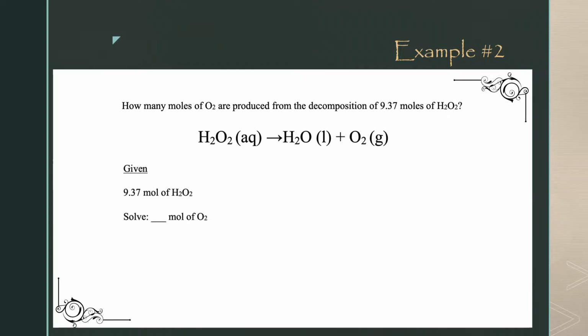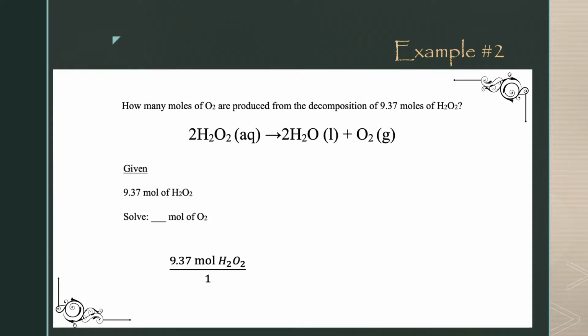Okay, now let's create our given and solution list. It seems the equation is not balanced either, so we'll adjust that. It turns out that 2H2O2 dissociates to become 2H2O liquid and O2 gas. And here is our dimensional analysis equation. 9.37 moles of H2O2 can be multiplied by 1 mole of O2 over 2 moles of H2O2 to get the answer of 4.69 moles of O2. This leaves us to cross out the H2O2 mole unit.